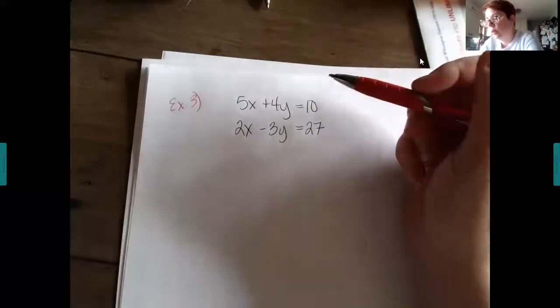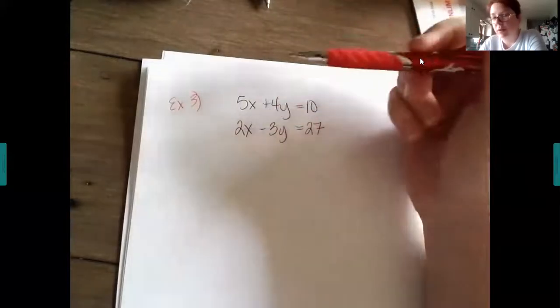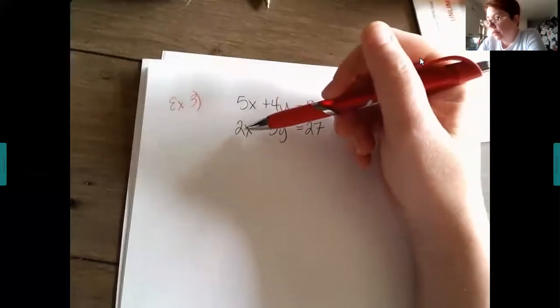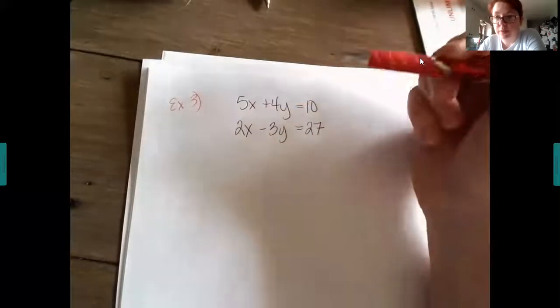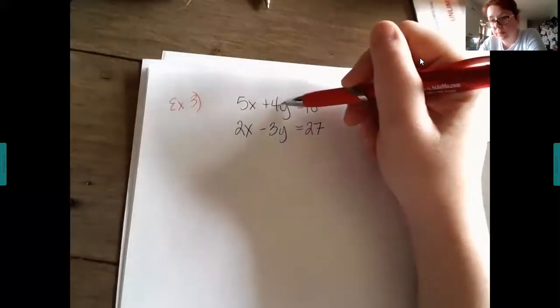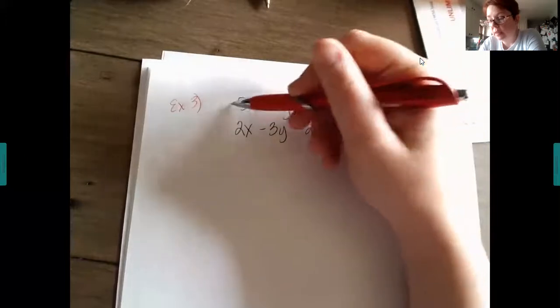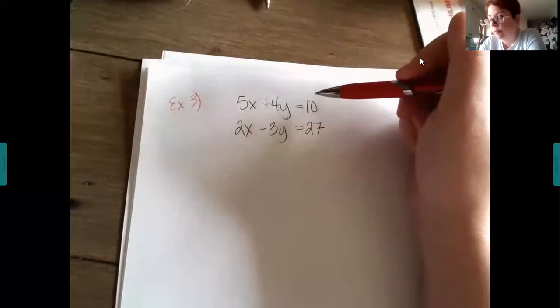And when I look at this, well, unfortunately, there's not a number I can multiply 2 by to make it into a 5, nice and whole number wise. Can't multiply 3 by a number to make it into a 4. So what that means is that I'm going to have to change both these lines, this line and this line, in order to get either the x or the y eliminated.